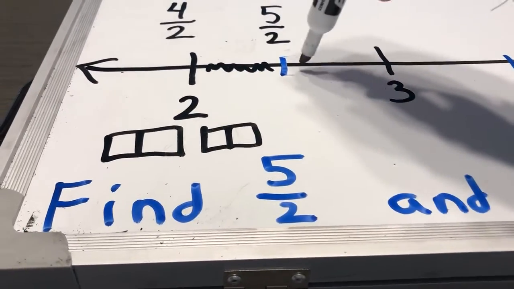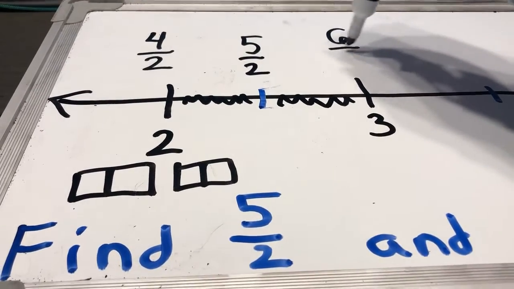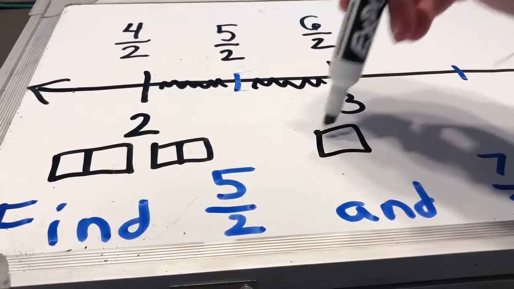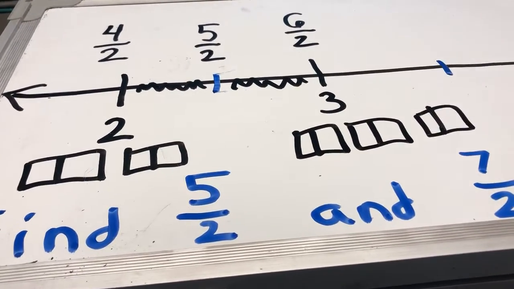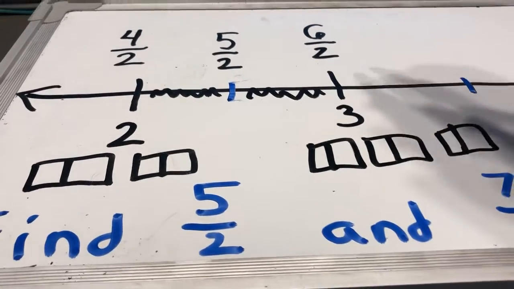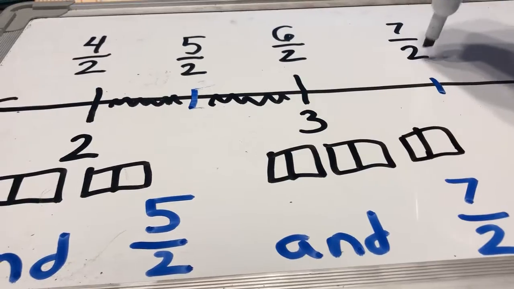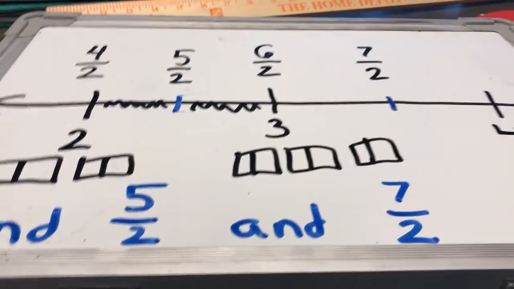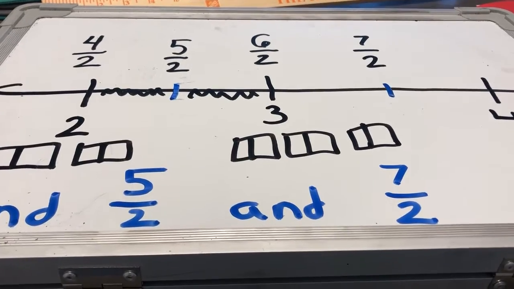Now let's go to our next point. That would give us 6 halves. And we could check this by drawing our 3 wholes. Perfect. 2, 4, 6. And last but not least, 7 halves right here. So that's how we find fractions on the number line.